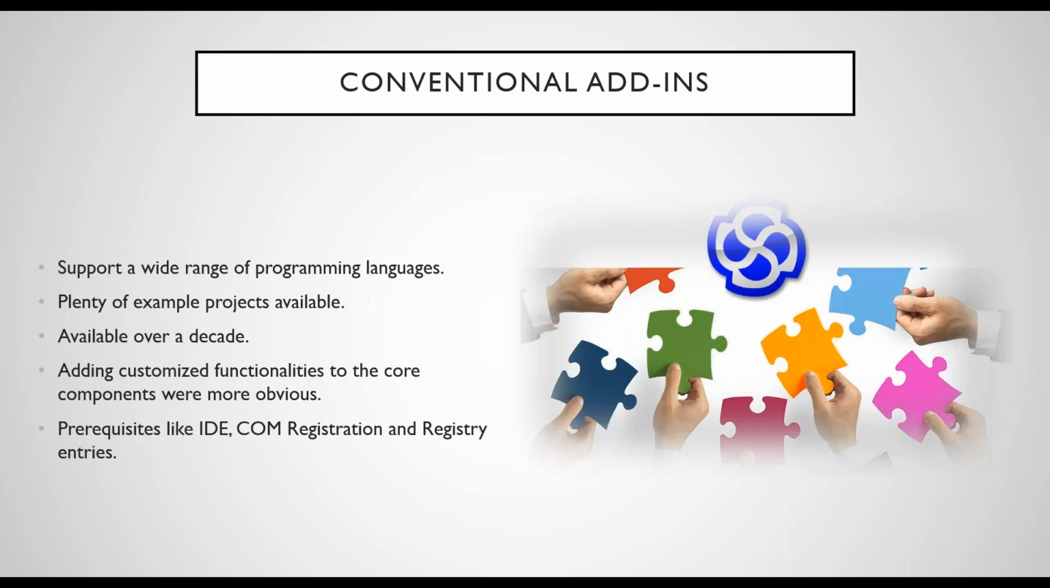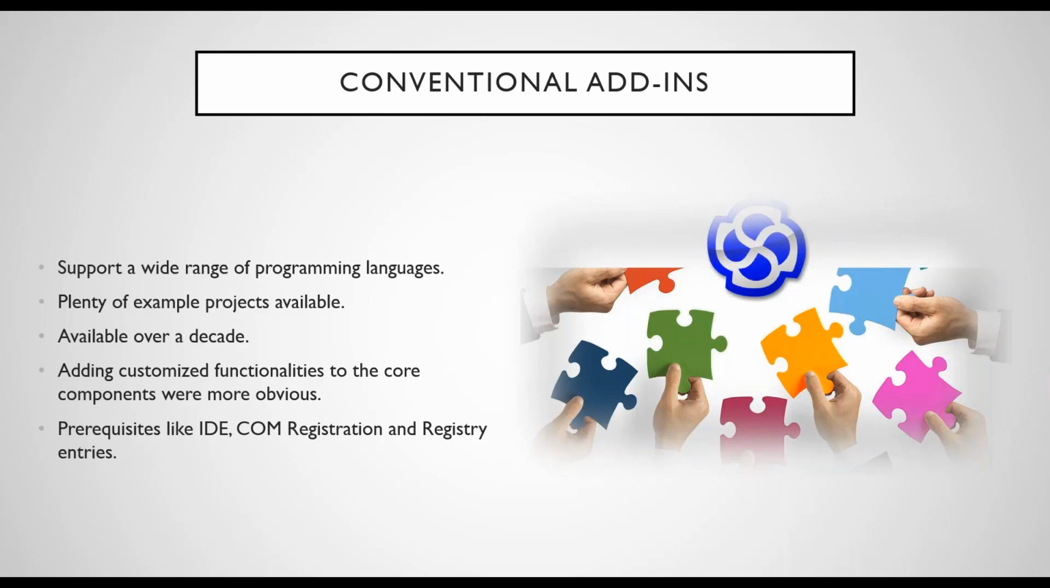Not getting too deep into this, but I would like to highlight some of the components in the traditional add-ins. EA supports a wide range of programming languages to develop these add-ins, and by default, Sparx provides a lot of sample add-ins for quick-starting the development. Also, there are plenty of EA add-ins already available in the market over the years, which can be readily used to customize and extend most of the functionalities in EA.